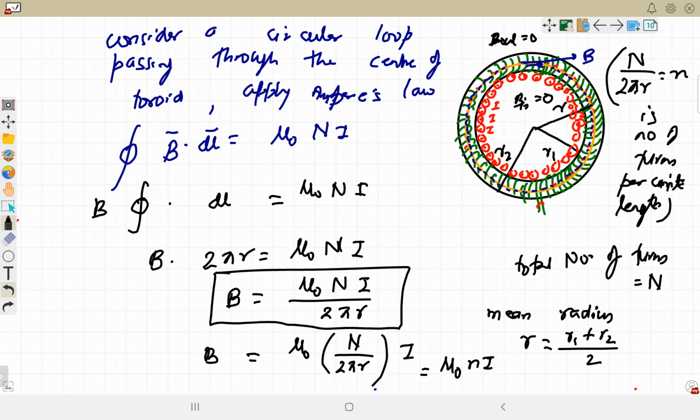Yes. Any doubt from here? Any doubt? Yes. Any doubt in this part? No, sir.